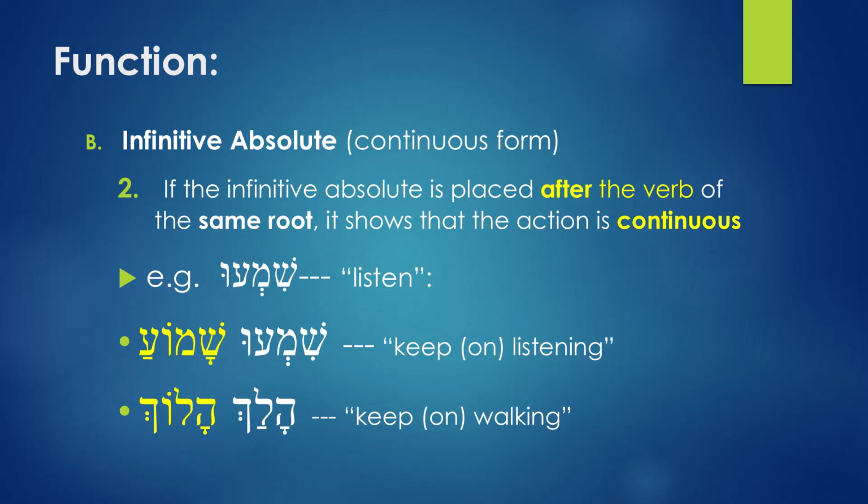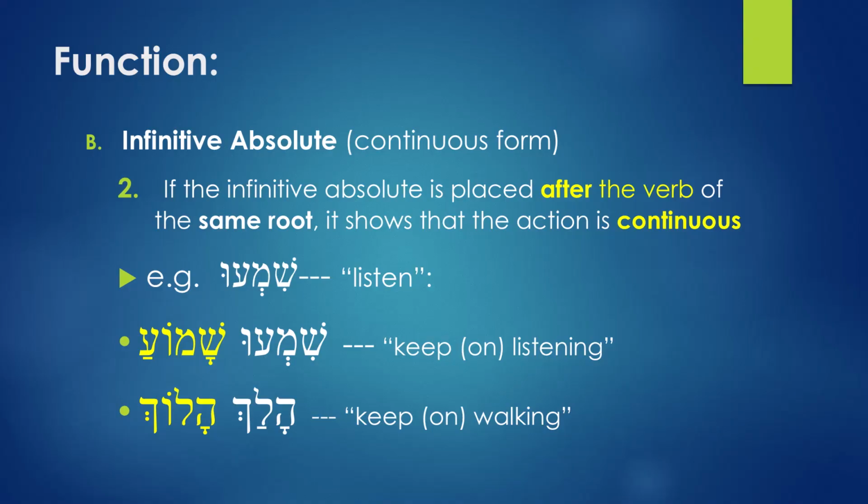Now, the verb shimu is coming from shama. Shama means he listened or he heard. And so the translation is going to be, keep on listening. The action of the verb is continuous. Keep on listening. That's how you're going to translate it.